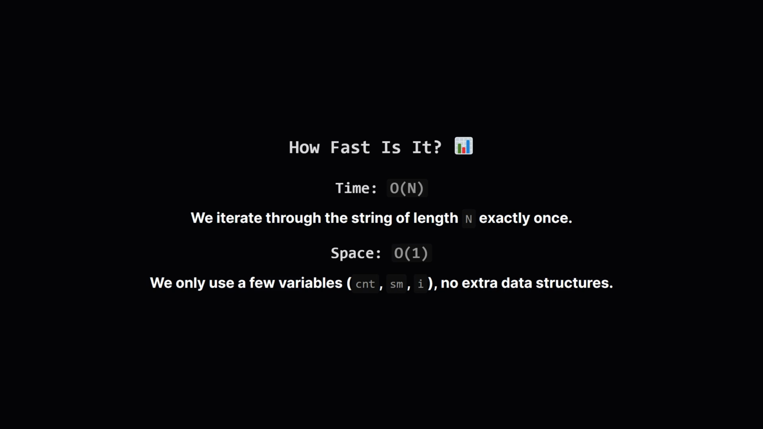So how efficient is this greedy approach? It's fantastic. The time complexity is big O of n, where n is the length of the string. That's because we just make a single pass through the string. And for space, we only use a handful of variables to keep track of our count and sum. This means the memory usage is constant, or big O of 1. It doesn't grow with the input size. This is about as efficient as you can get.